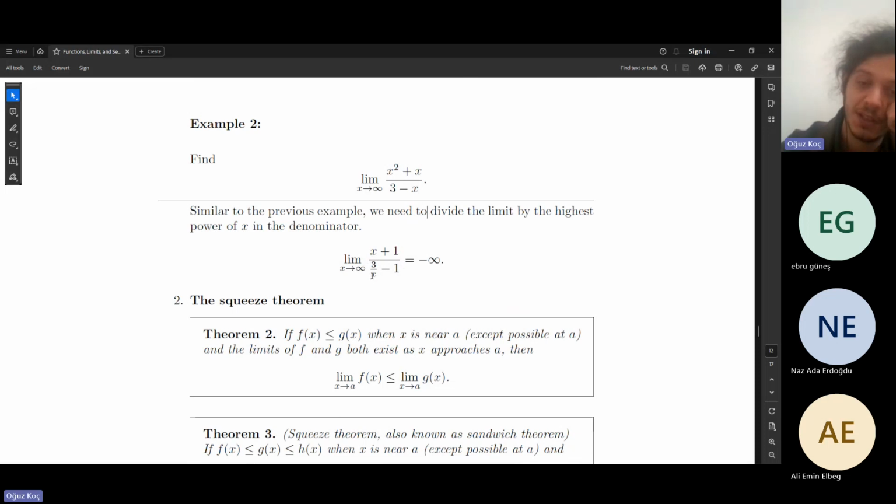As you can see here, by using theorem 1, r, the power of x, is greater than 0. We can say that the term goes to 0, and then we end up with x plus 1 over minus 1. Since x goes to infinity, actually the limit goes to infinity, but there is a negative term in here. Therefore, the ratio becomes minus infinity.